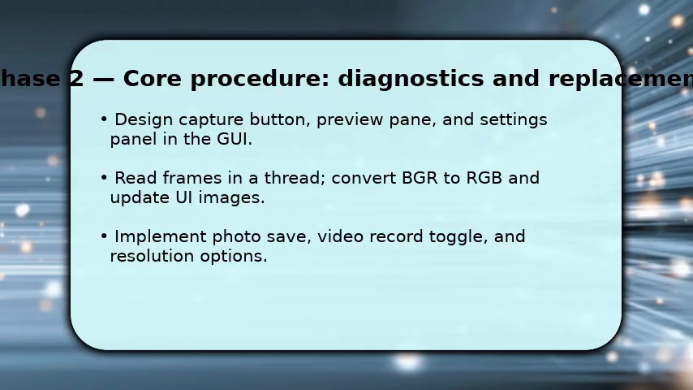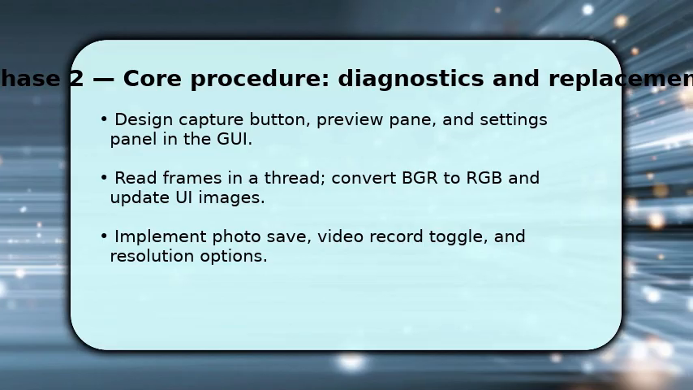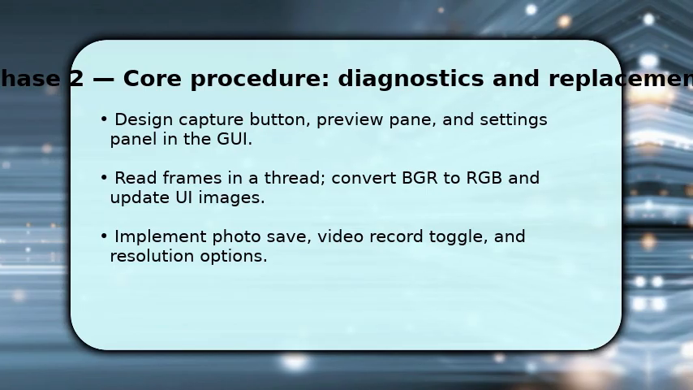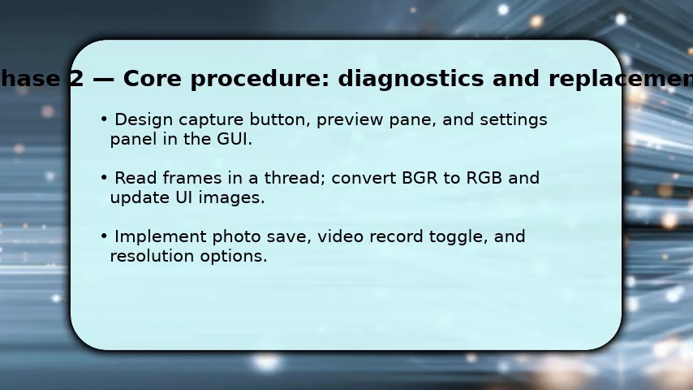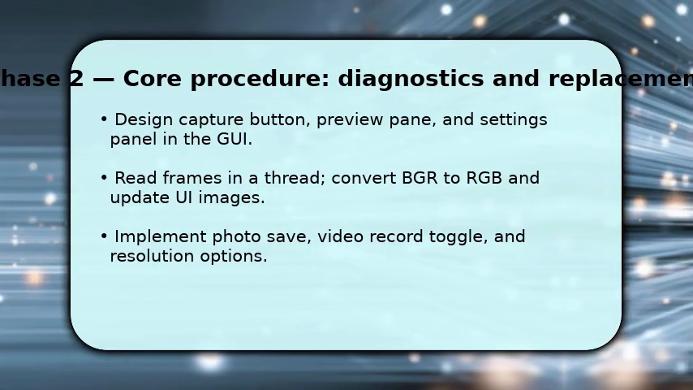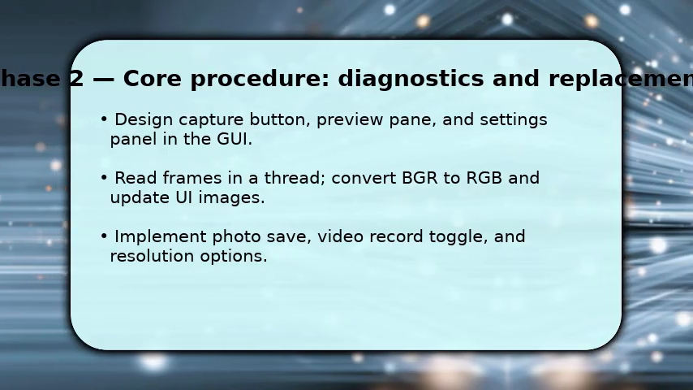Now you wire the UI to the capture pipeline. Create a preview pane and buttons for snapshot and record. Place settings for resolution and frame rate so users can control quality. Use a separate thread for frame reads to avoid freezing the UI, and convert OpenCV BGR frames to RGB before rendering. This prevents color shifts.